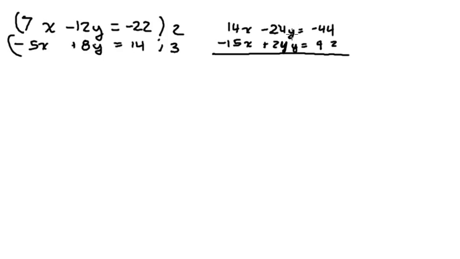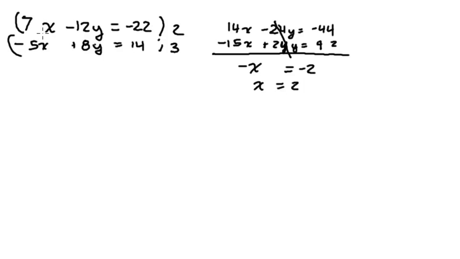So my negative 24y and positive 24y cancel out. 14x and negative 15x is negative x. Negative 44 and positive 42 is negative 2. So x equals 2.